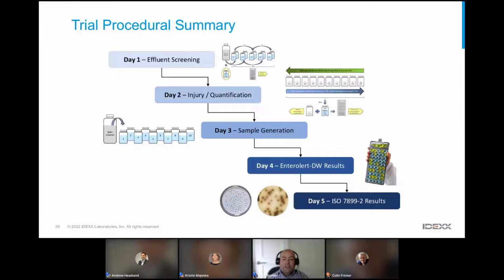Day three, we take our potable water samples, we work out the volumes of the chlorinated and unchlorinated material we need to generate approximately 50 to 80 CFU per 100 ml sample, and then we inoculate those samples. And we process them using both the Enterolert DW method and the reference method. And finally, it's just data collection. Day four, we collect our results for Enterolert DW, and then a day later, we collect the results for the reference method.